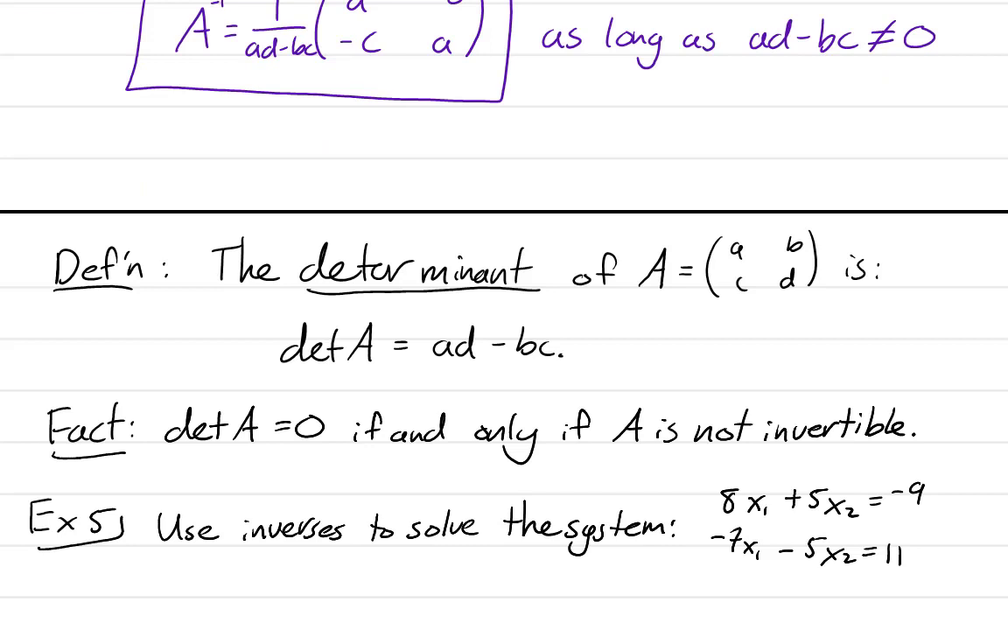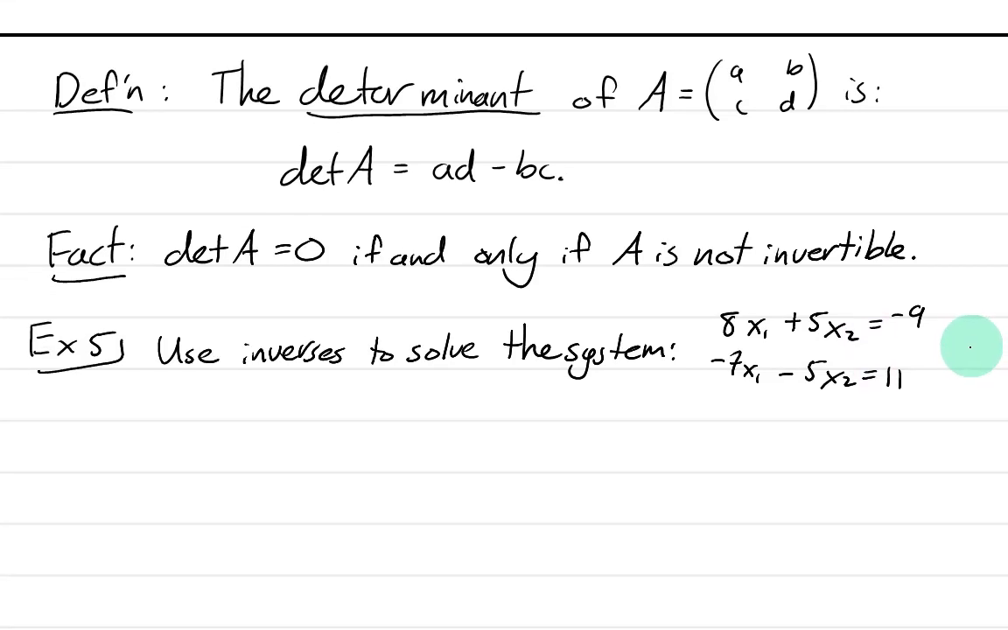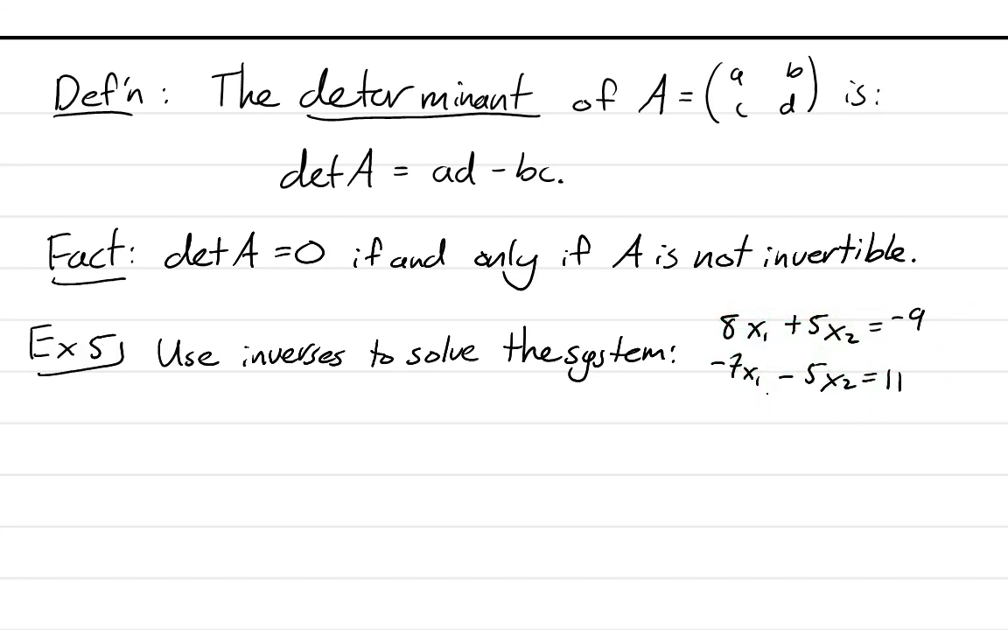So here is our last example. Let's say we have a system of equations here, and we want to find the solution for x1 and x2 that makes this work using inverses. So what do inverses have to do with this? Well, if we think of this as an Ax equals b sort of equation, with the A being 8, -7, 5, -5, and we use -9, 11 for the b, then finding x1 and x2 means we're finding the vector x that makes this work.